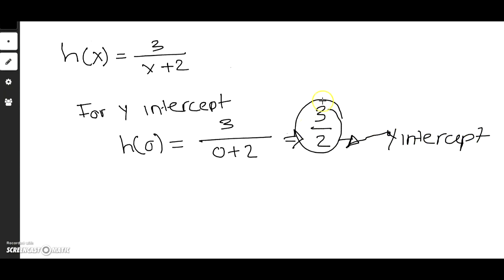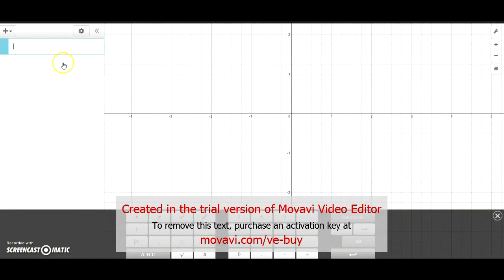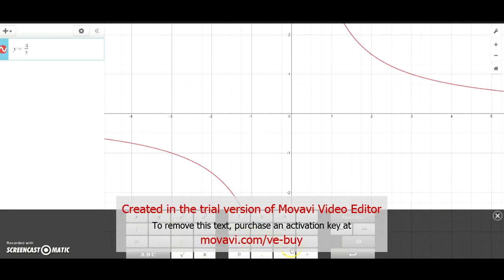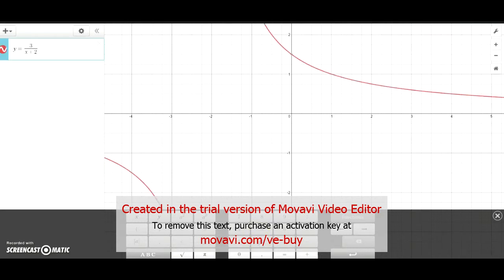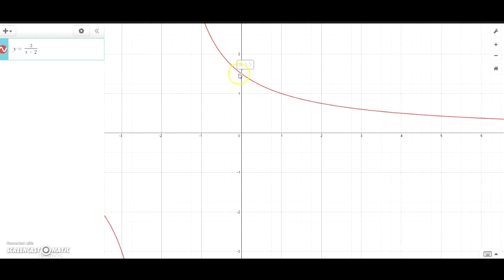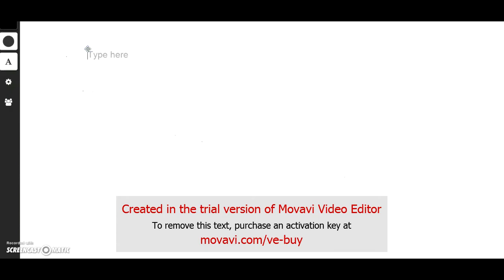To demonstrate this, now we're going to go into Desmos. Plotting the equation over here, y is equal to 3 divided by x plus 2. So there is no x-intercept, as we can see over here. Let me zoom out. We have a y-intercept at 0, 1.5. Now we're going to demonstrate the rate of change.